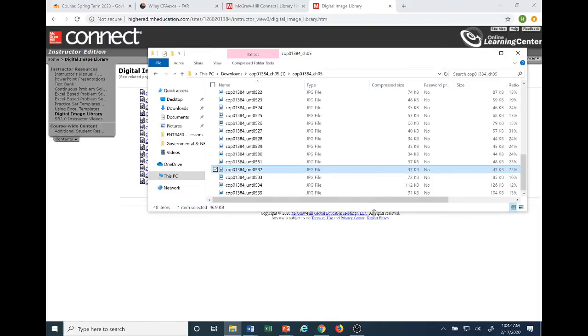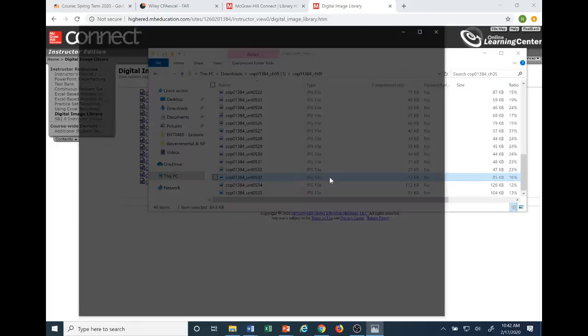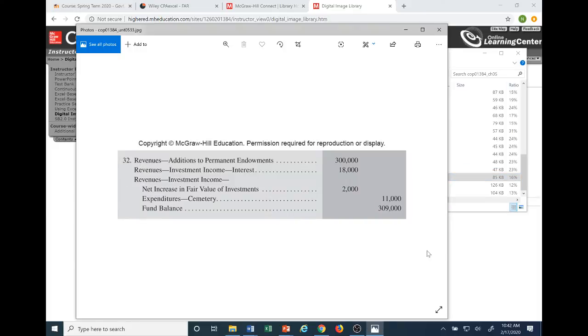Okay, next it says, as of December 31st, the books were closed for the Lee Cemetery Perpetual Care Fund. So the relevant journal entries we're going to see for this, once again, are similar to the other closing entries we've seen. It's going to be the opposite of what it is during the operational period. We know revenues are originally a credit, so we're going to debit them to close. So debit revenues, additions to permanent endowments. Remember, that was when he made that $300,000 contribution.